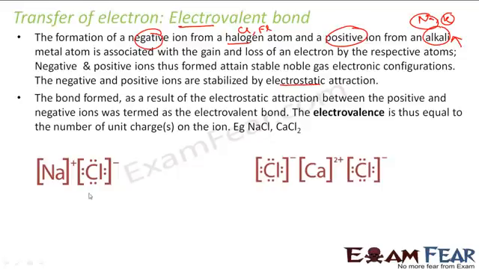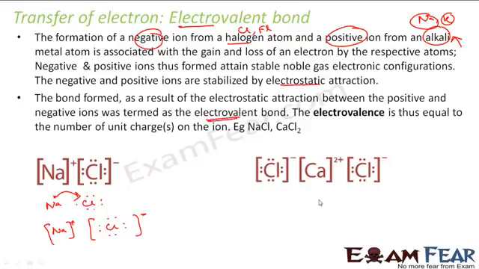Example I told here: sodium had 1 electron, chlorine had 7. Sodium gave 1 electron to chlorine, sodium becomes Na plus, and chlorine now has 8 electrons. The 1 extra electron gives it a negative charge, and then they are held by electrostatic attraction, correct? And this kind of bond formed is called an electrovalent bond.